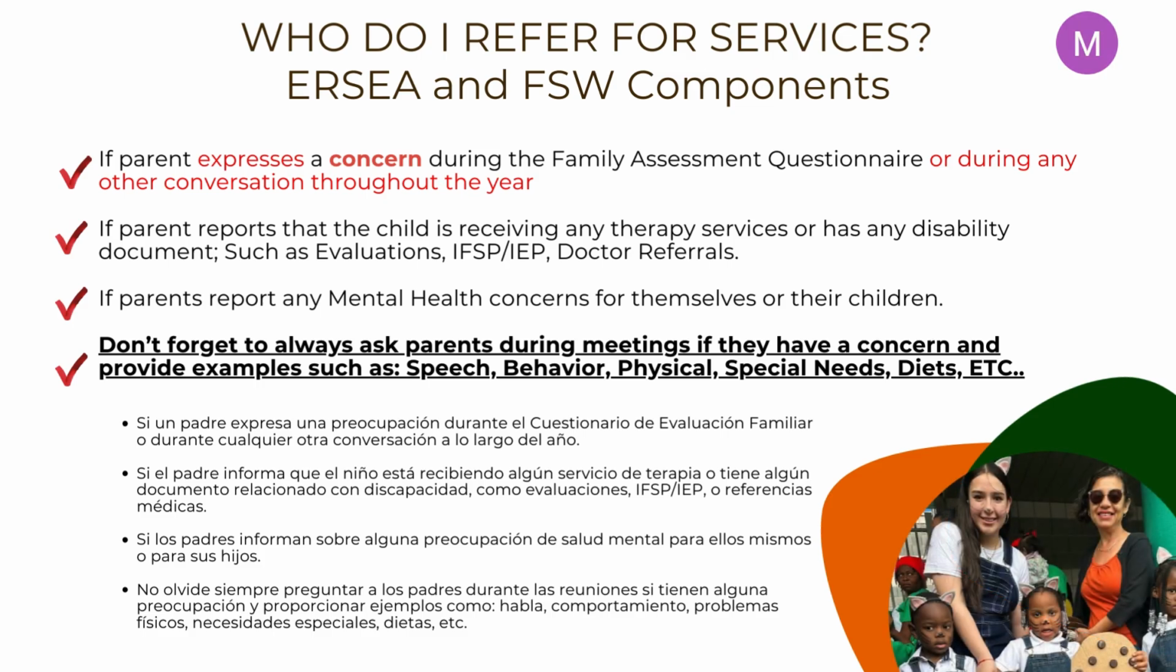Who do I refer for services? ERC and family workers component. 1. If a parent expresses a concern during the family assessment questionnaire or during any other conversation throughout the year. 2. If a parent reports that the child is receiving any therapy services or has any disability document, such as evaluations, IFSP, IEP, doctor referrals. 3. If parents report any mental health concerns for themselves or their children. 4. Don't forget to always ask parents during meetings if they have a concern and provide examples such as speech concern, behavioral, physical, special needs, diets, etc.